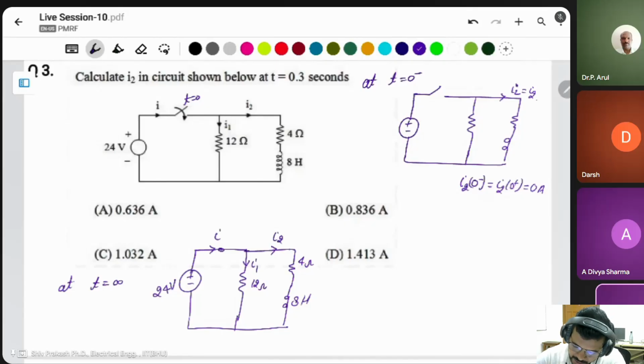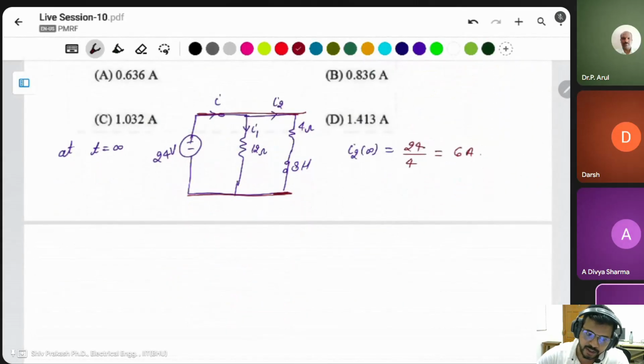In this condition, both the resistors are connected in parallel. Then what is the I2 at infinity? Only this resistor is connected across this source for I2. That means the I2 is voltage divided by the resistor, which is 4 ohm. This will be 6 ampere.